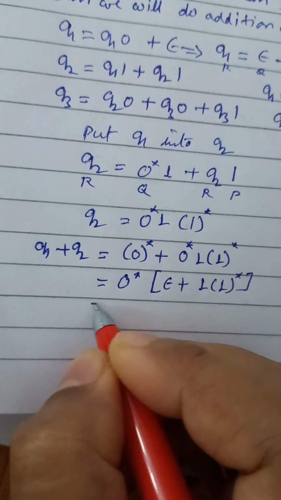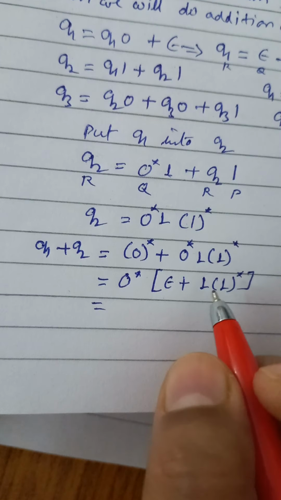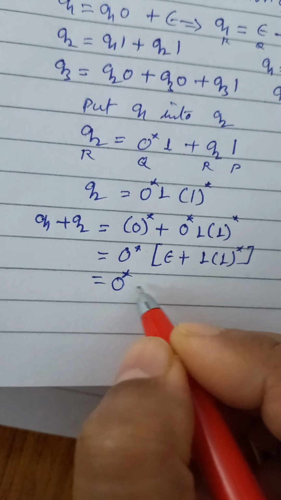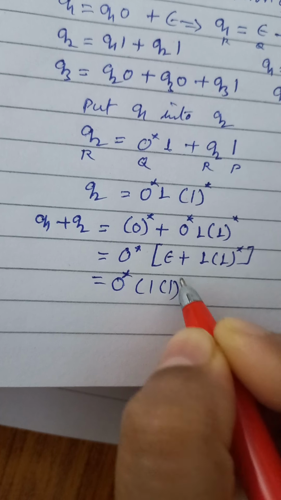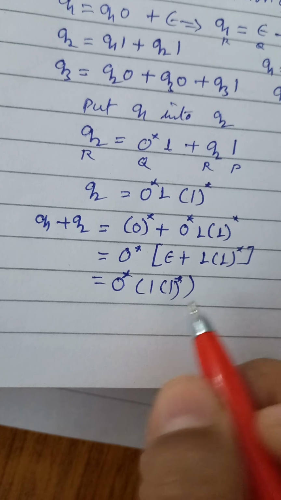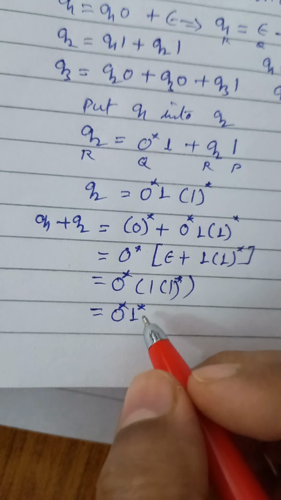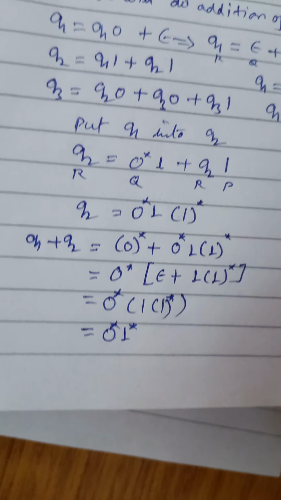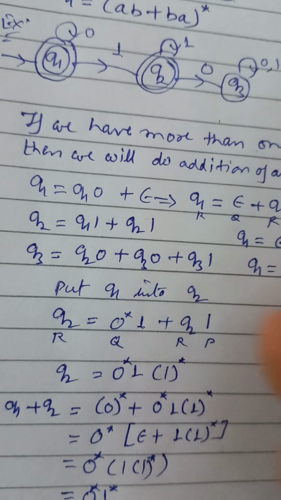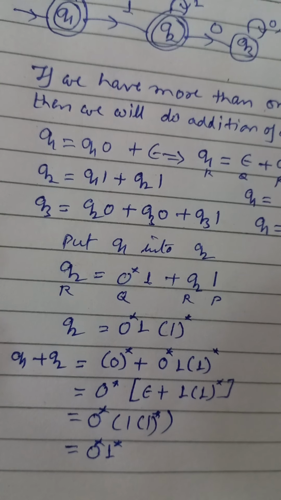As we know, if we combine epsilon with any regular expression, we get that regular expression only. So what is left is 0 star 1 star. So this is the value of that machine, or we can say this is the regular expression for that machine. In this way we can find any regular expression with the help of Arden's theorem.